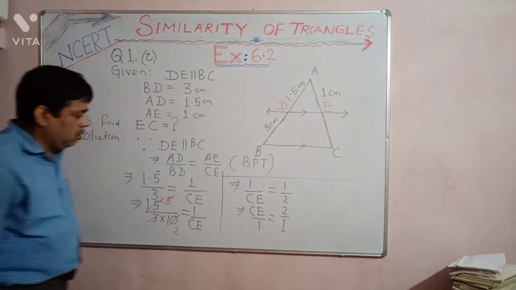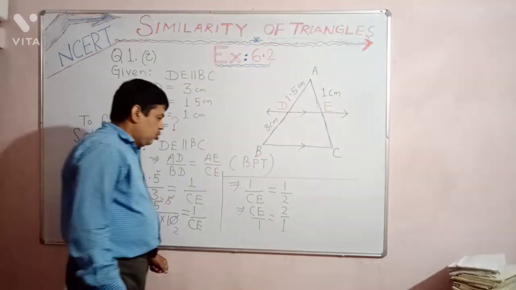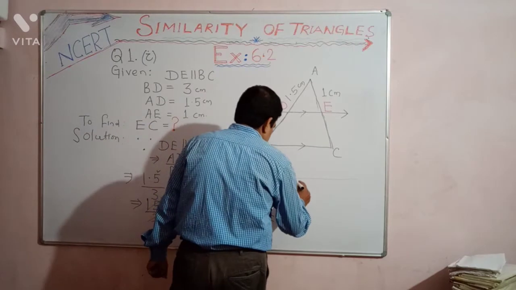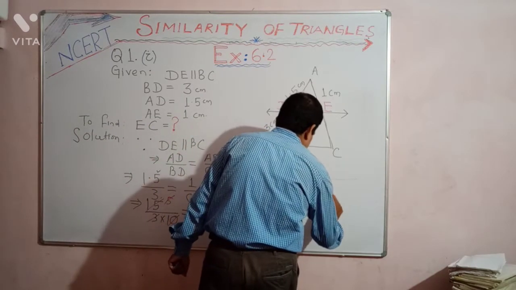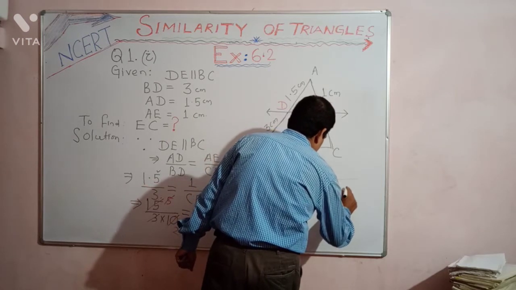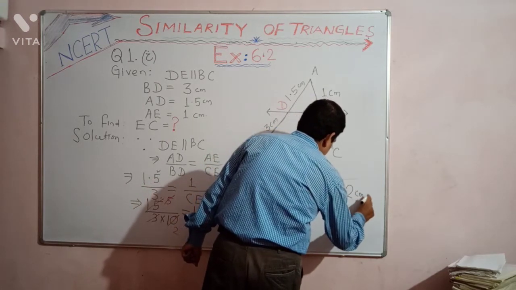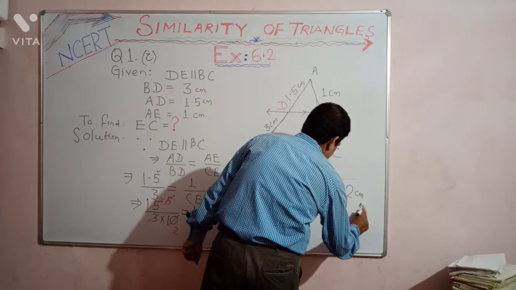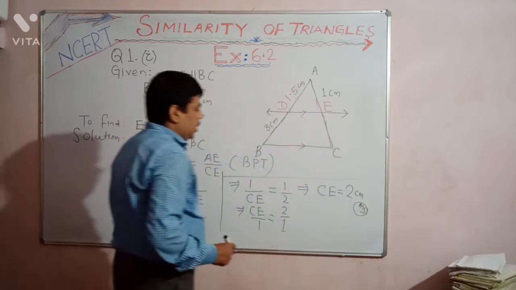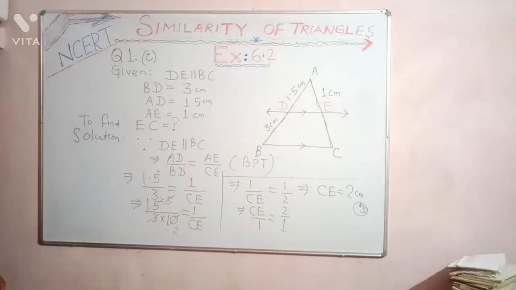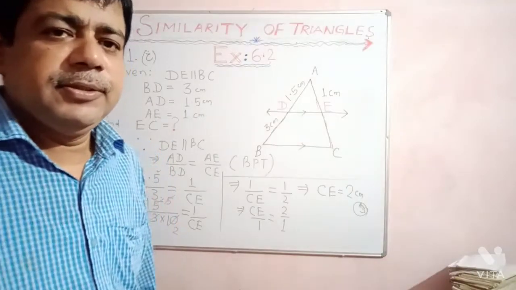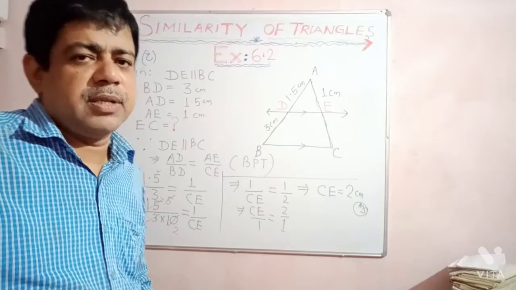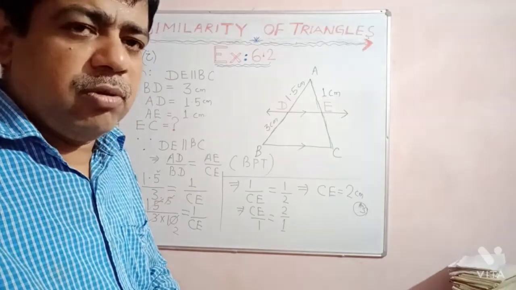According to the properties of proportion, understand? So that implies you will get CE is equal to 2 centimeter. Is it clear? The length of CE is 2 centimeter. This is the required answer. Is it clear, students? Understand? It's a very simple problem based on the concept of BPT, and I hope you will practice it.